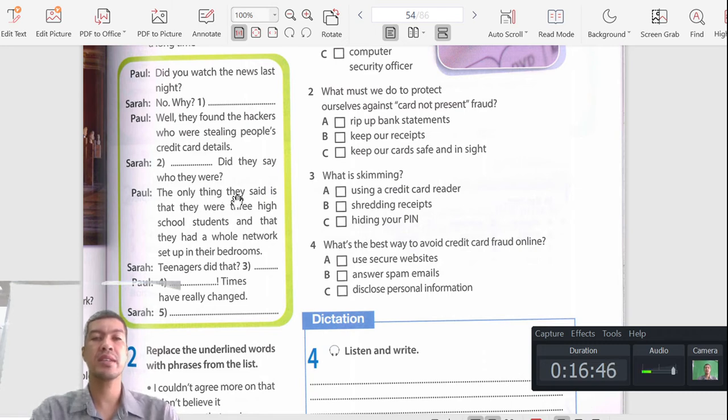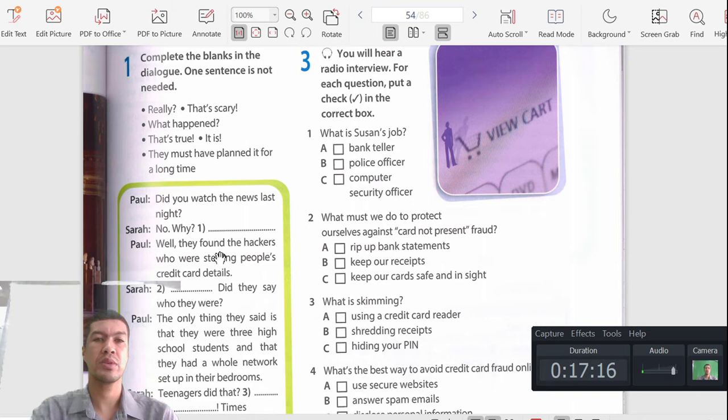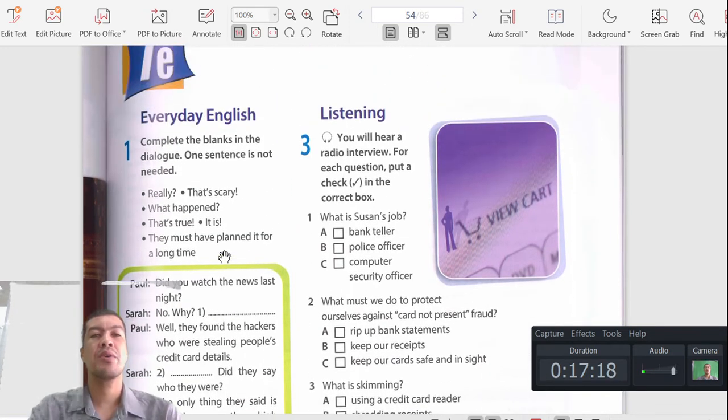Moving on, the only thing they said is that they were three high school students and that they had a whole network set up in their bedrooms. Teenagers did that, was Sarah's response, and the answer is that's scary. Paul asked the question, it is, times have really changed, and the answer, that's true. All right, that's our everyday English for number one.